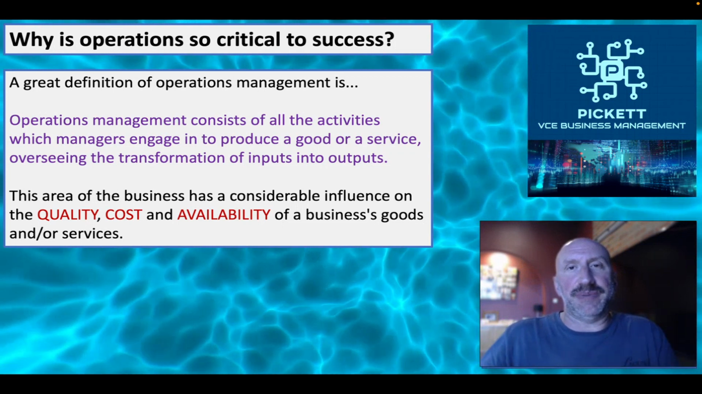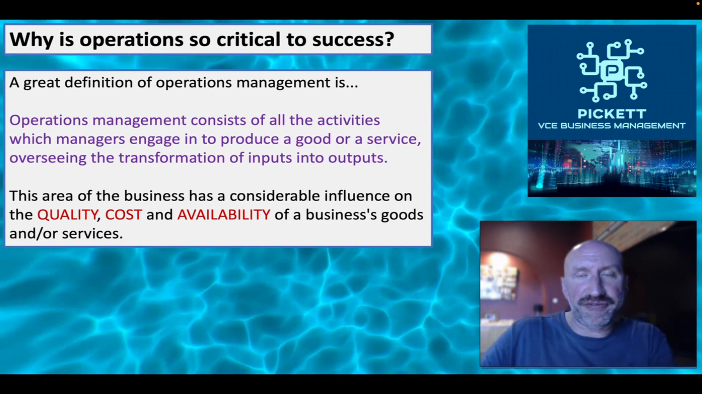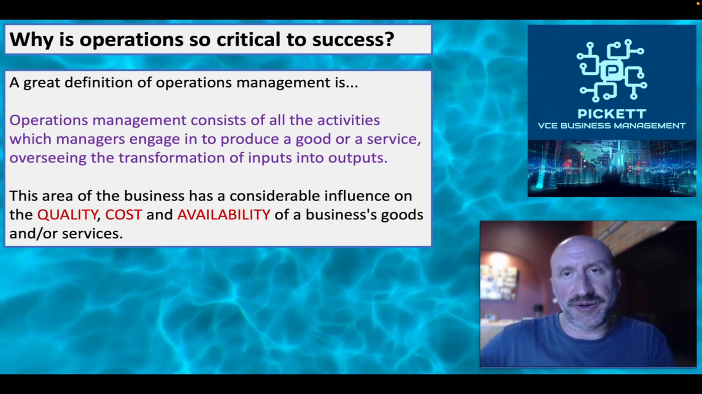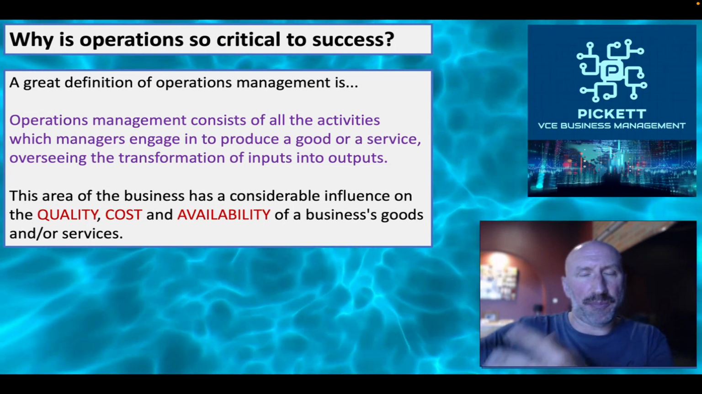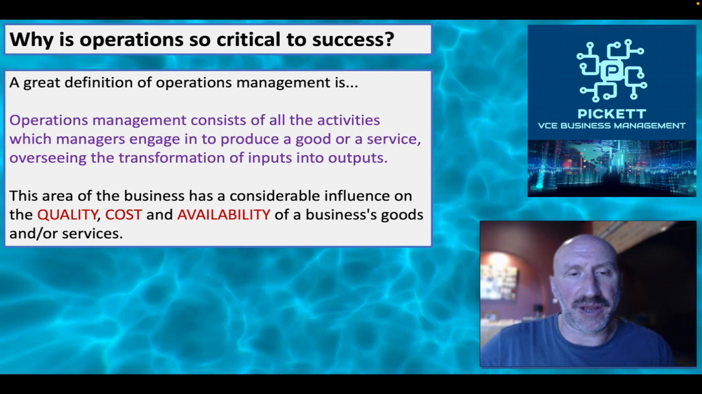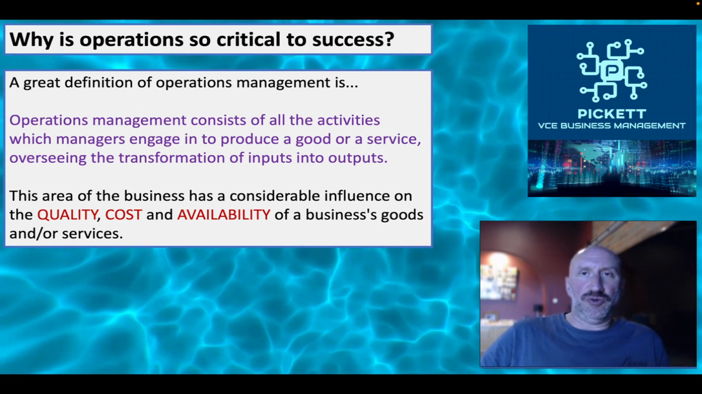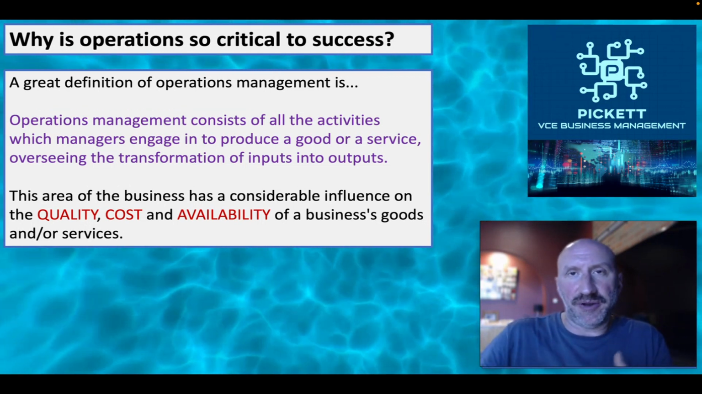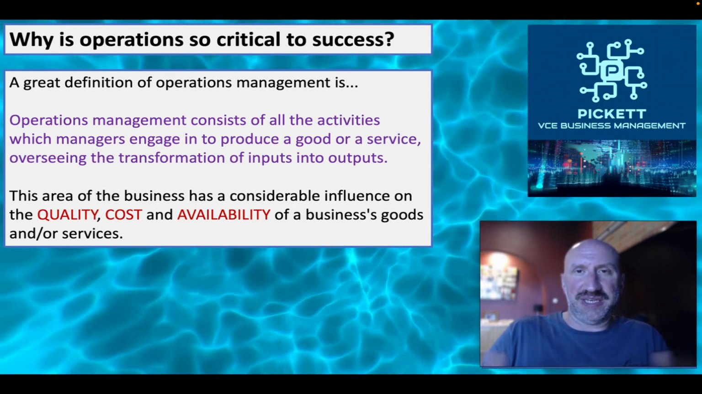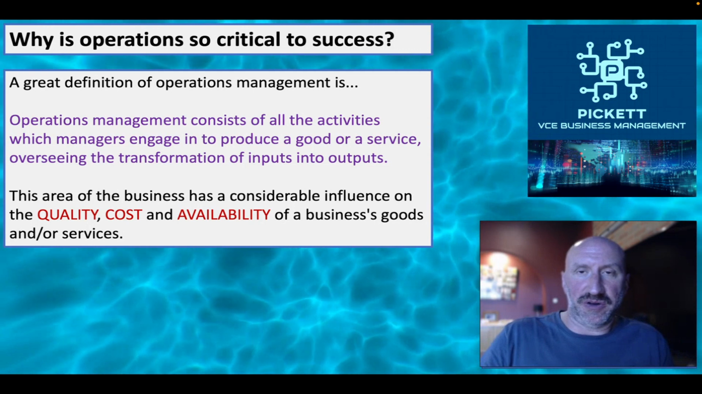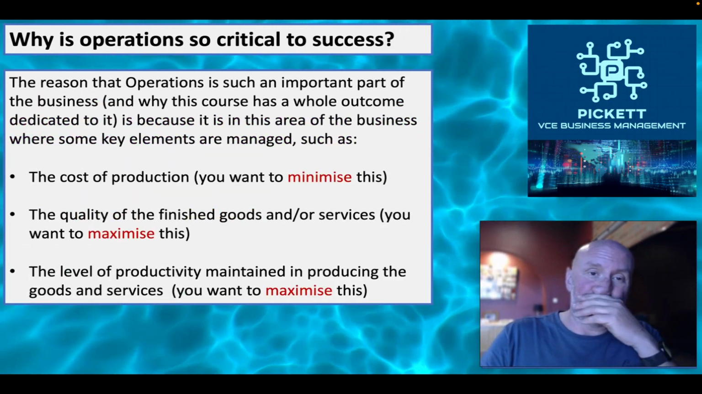And obviously the availability: you need to be making enough to satisfy consumer demand. You don't want to be making too much. You'll pick up on the vibes of why later in the outcome. And you're not going to be making too little, because then you're not meeting demand and you're going to have unsatisfied customers. So quality, cost, availability is really the focus of what is happening in operations.